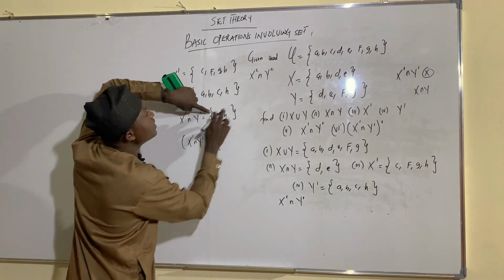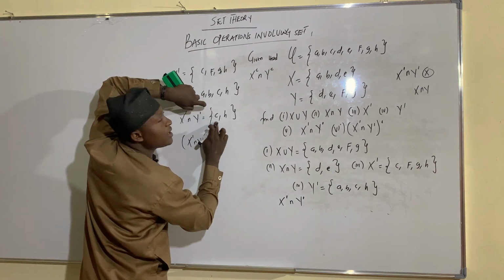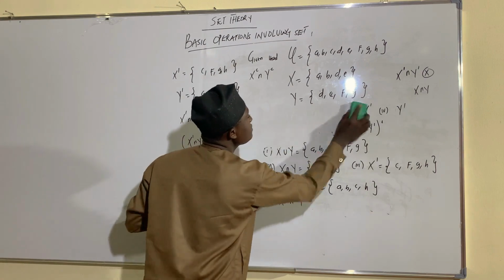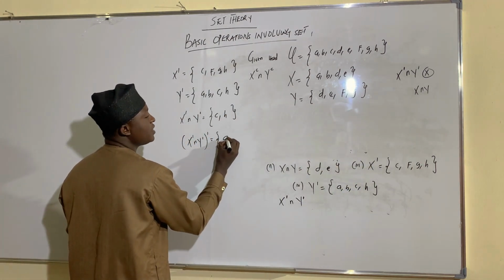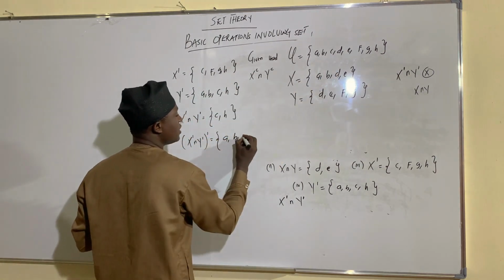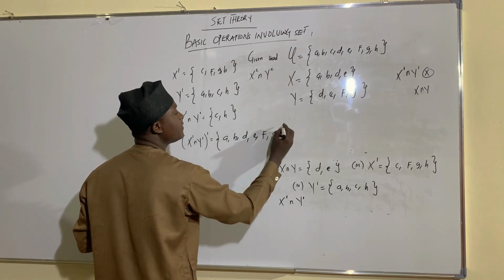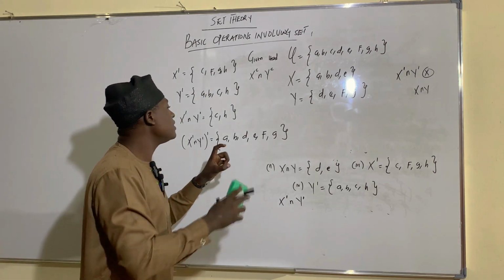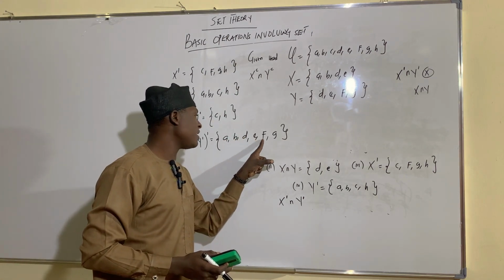So let's check. We have A here, this is our universal set, right? Can we find any A here? There's no A. So the first one we have A. There is B here, no B here. We have C. We don't have D. There is no E. There is no F. There is no G. But we have H. So that means the value of our x complement intersection y complement, all complement, is going to be A, B, D, E, F, and G.